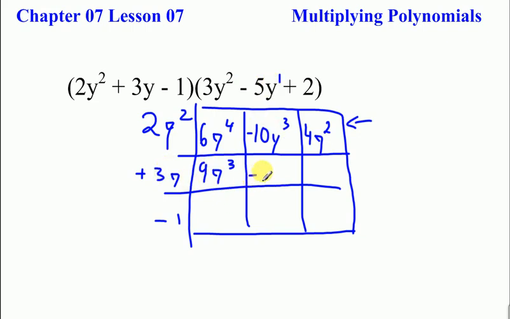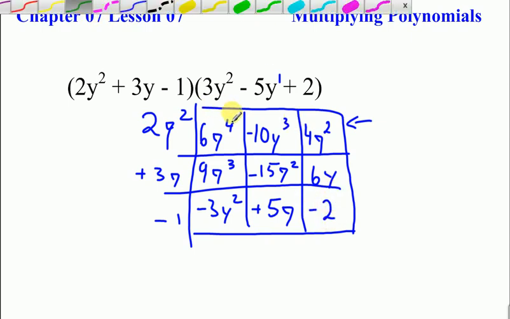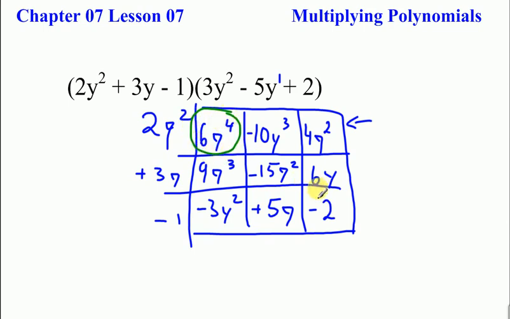3y times negative 5y is negative 15y squared. And then 3y times 2 is 6y. Again, check my exponents, 3, 2, 1. And remember, diagonally they should be the same also. Negative 1 times 3 is negative 3y squared. Then positive 5y and negative 2.